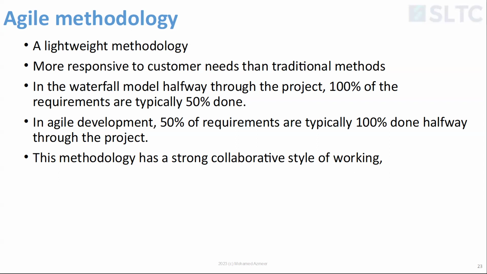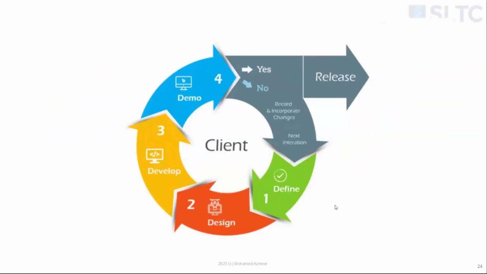So this method has a strong collaborative style of working, unlike the other one where you work with the bigger team together to complete the project. So this is why Agile is very famous now. By the way, Scrum is one. We will be looking at different ways of using Agile later. So don't get confused with the Scrum and the Agile. Scrum is just one method.